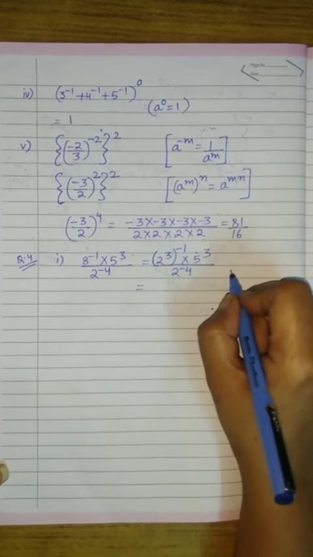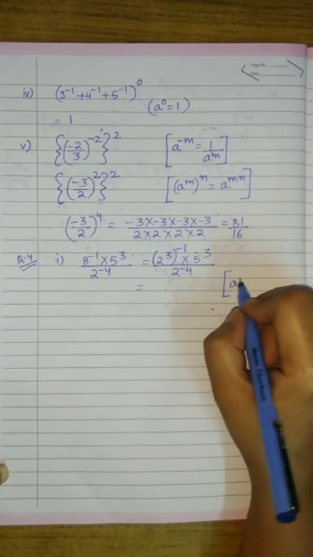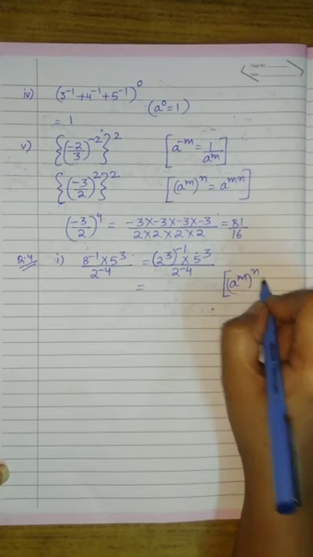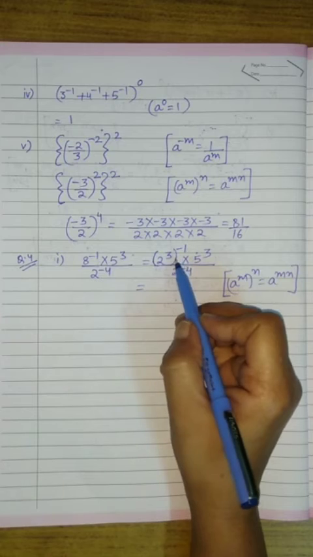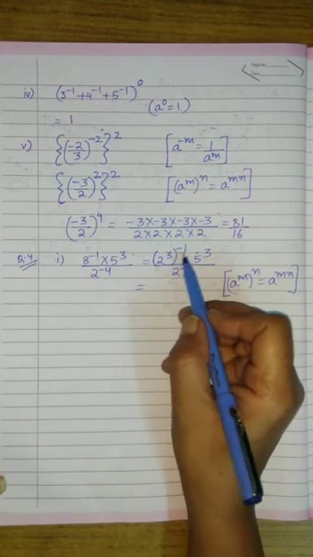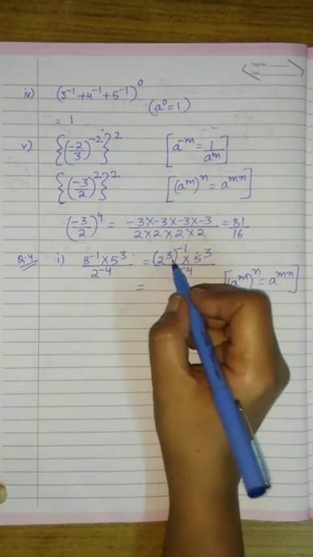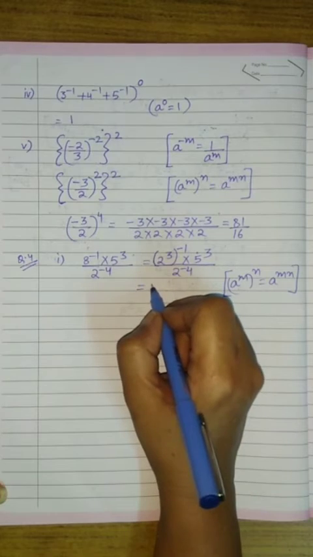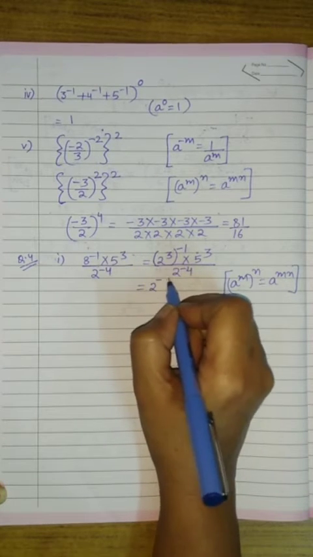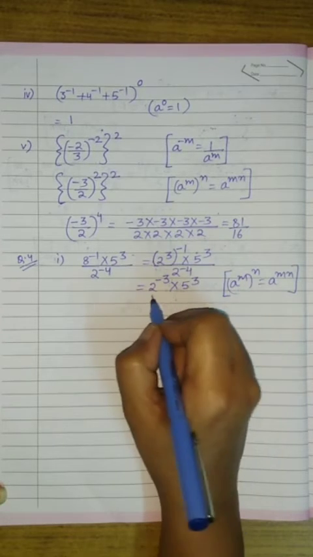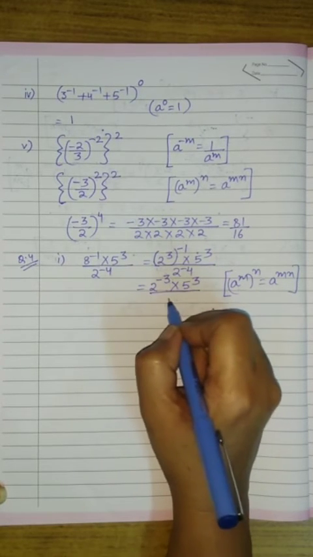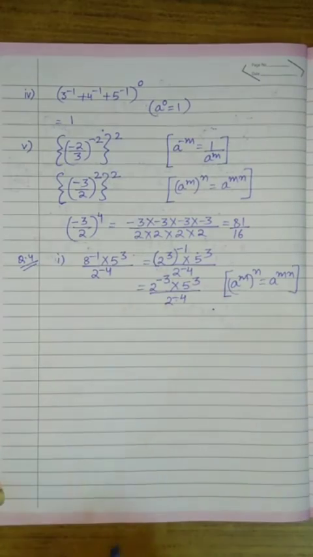So here I am using a raised to power m to the power n is equal to a raised to power m n. So the exponent inside and outside the bracket will be multiplied. So 3 into minus 1 will become minus 3. So I will write it as 2 raised to power minus 3 into 5 to the power 3, and upon in the denominator we have 2 raised to power minus 4.